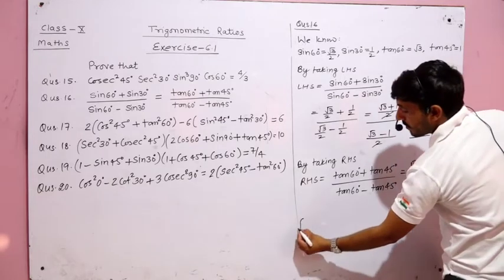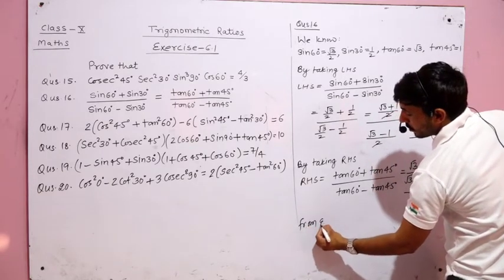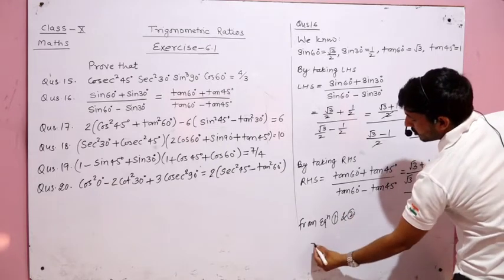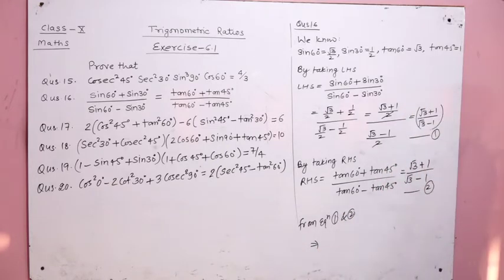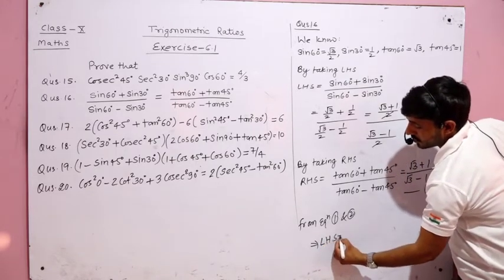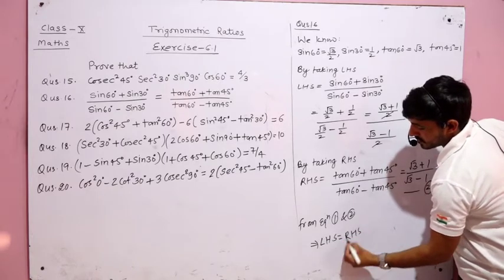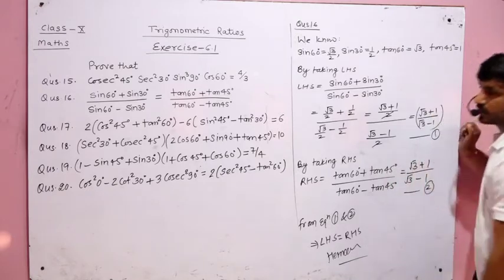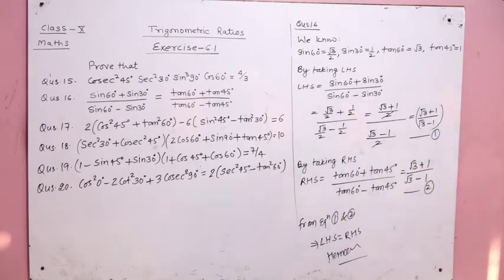From equation 1 and 2, as we can see, both sides are equal. That's why we can say LHS is equal to RHS, hence proved. Okay, you should write this down.